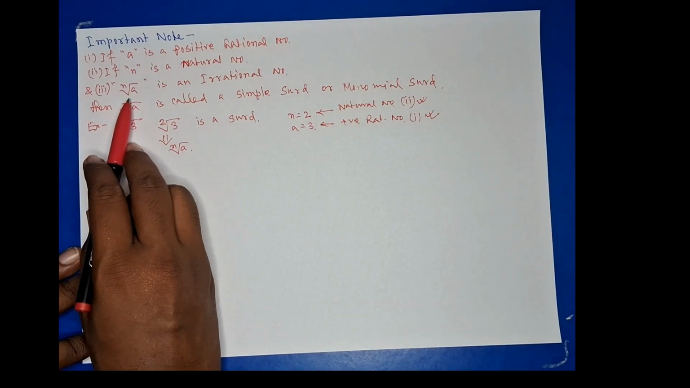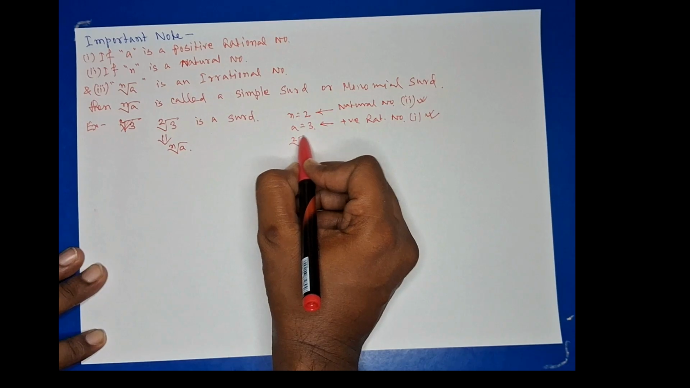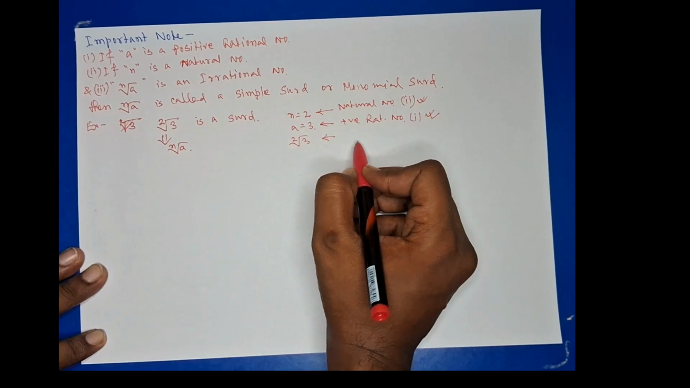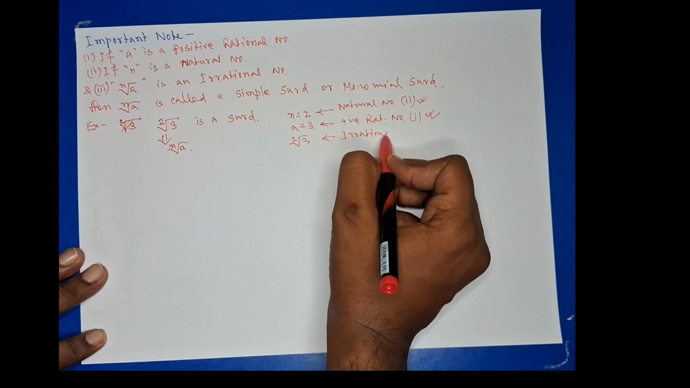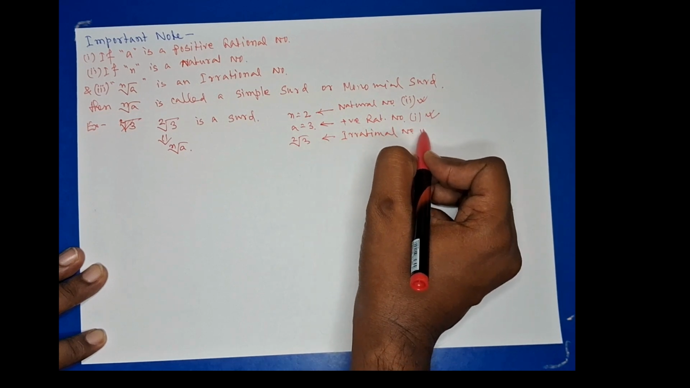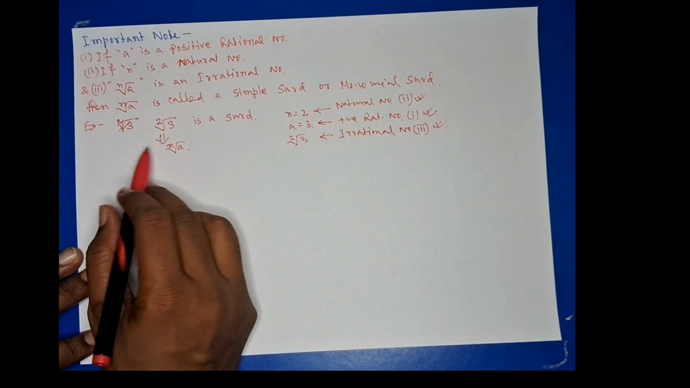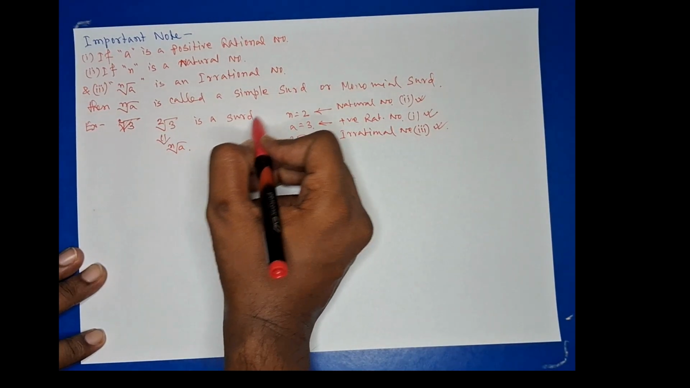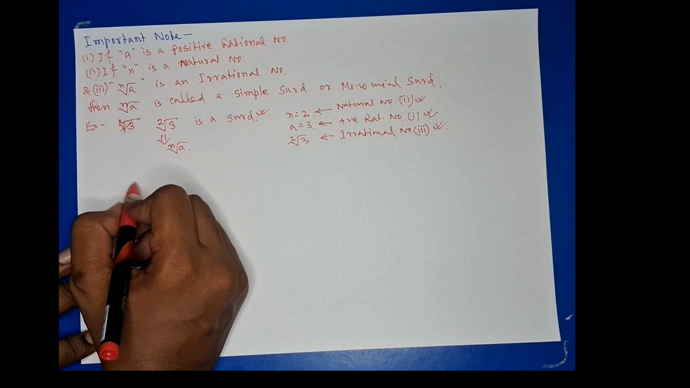The nth root of a has to be an irrational number. nth root of a means 2 root of 3. Is this an irrational number? Yes, this is obviously an irrational number. So this satisfies condition 3 also. So this 2 root 3 is a surd. Okay. Now let us take another example.